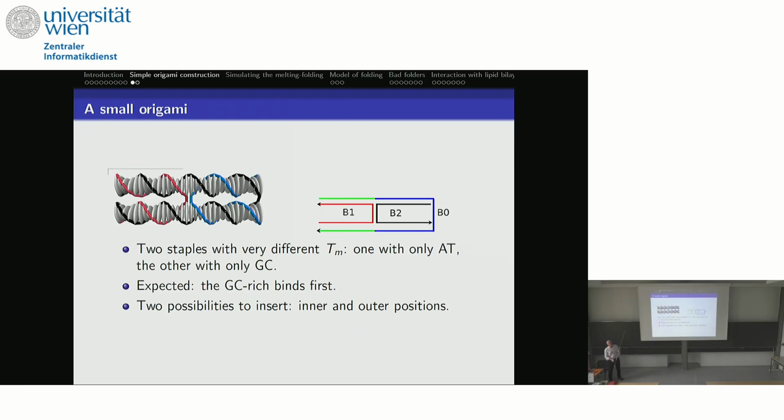So this is a bit convoluted, and we decided first to study a very, very simple structure. So we have two staples, B1, B2, and we have a scaffold which is the complementary of this. And to make things very simple, we decided to have very different compositions for the two staples. One is only composed of A and T's, and the other is much more stable, is composed only of G and C. Okay, so let's see what happens here.